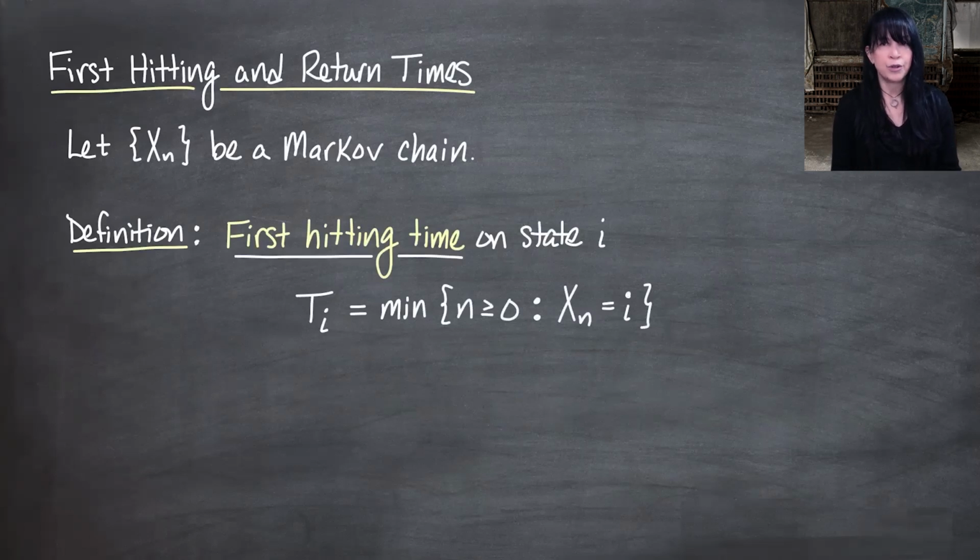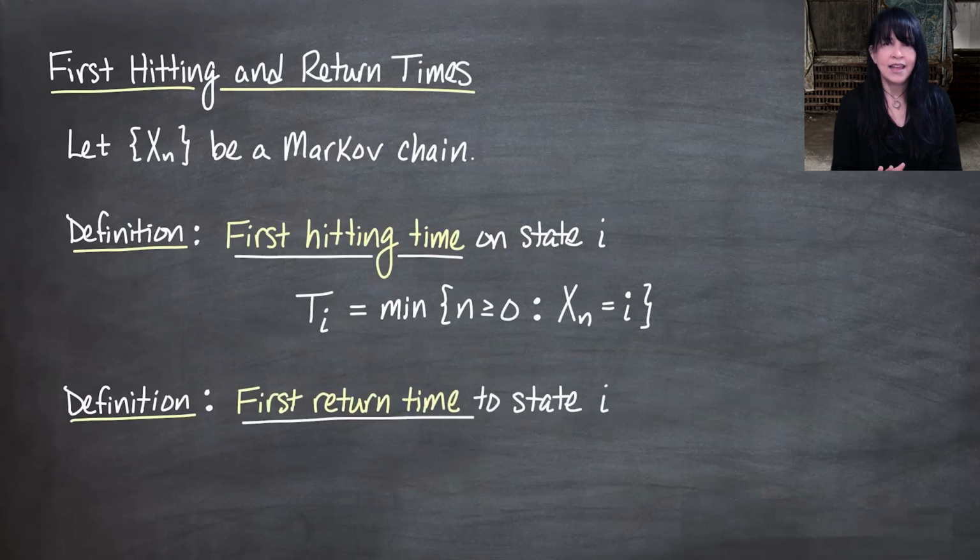And it could be where you start the chain at time 0, or if you start somewhere else, it will hit at some later time. And I don't know when that's going to be in general when setting up a Markov chain. So this is a random variable known as the first hitting time on the state I. And a very similar random variable is going to be the first return time to state I. I'm going to use a T sub I as well here, which I realize can be very confusing.